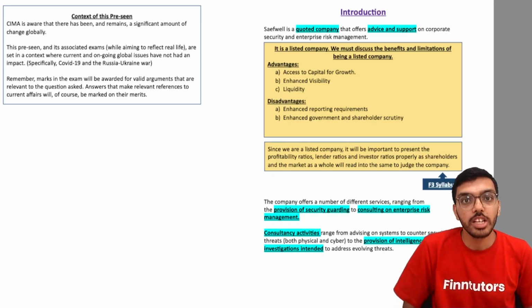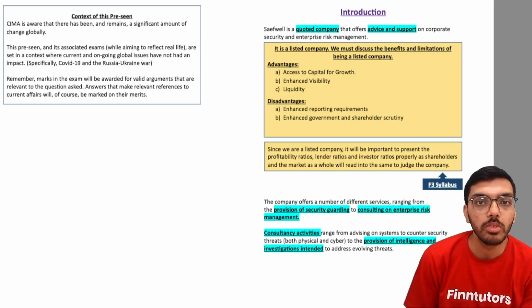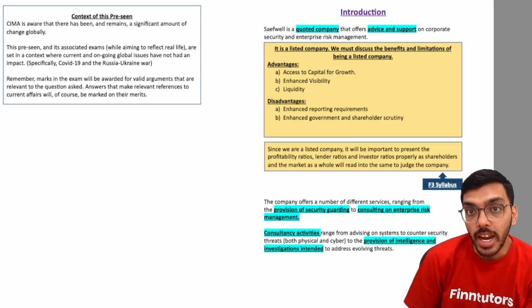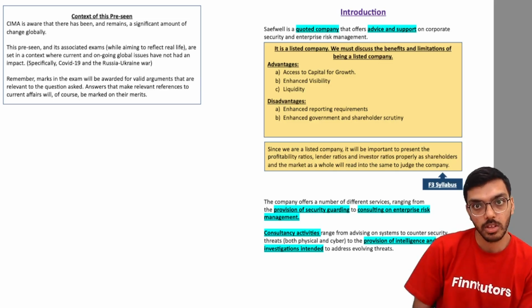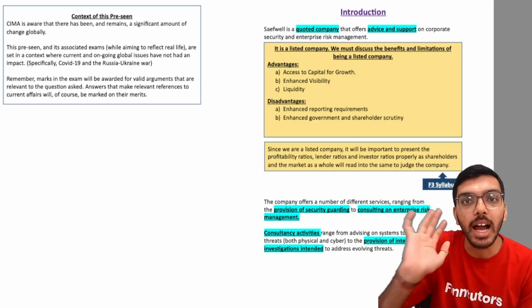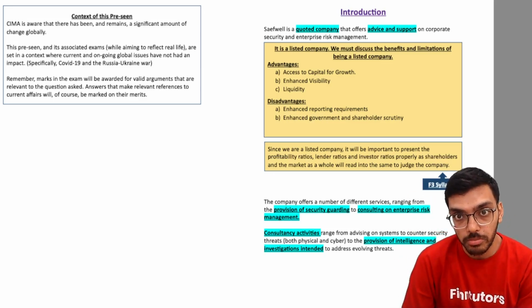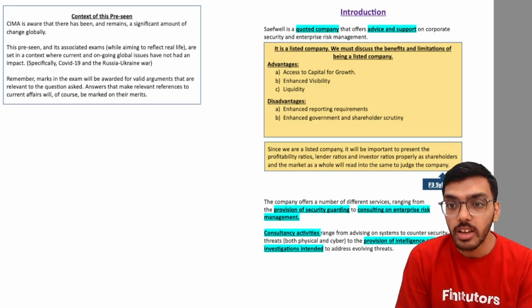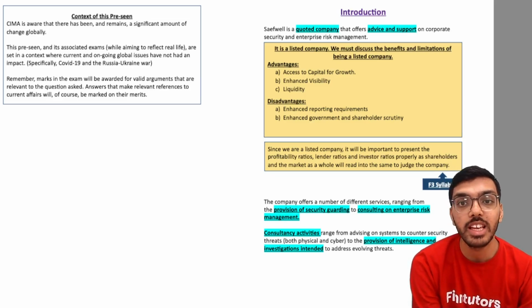So let's start. Saefwell is a quoted company that offers advice and support on corporate security and enterprise risk management. So ERM and corporate security is something that our company offers advice and support for. Now, anything which I find important, I will always highlight. So I found two things important. Firstly, quoted company and advice and support. So because quoted company is mentioned, let me keep in mind quickly that because we are listed on the stock exchange, we have to discuss the benefits and limitations of being a listed company quickly.